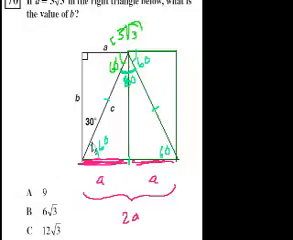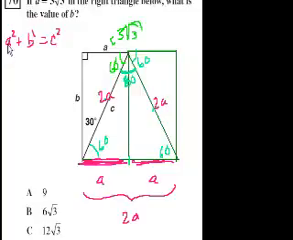Well, it's an equilateral triangle, so all the sides are the same. So this is 2A, and this is 2A. And just like that, we were able to figure out the hypotenuse. And they want to know what the B is. So once we know two sides of a right triangle, it's very easy to figure out the third side. So we know that A squared plus B squared is equal to C squared. Let me write that down. A squared plus B squared is equal to C squared.